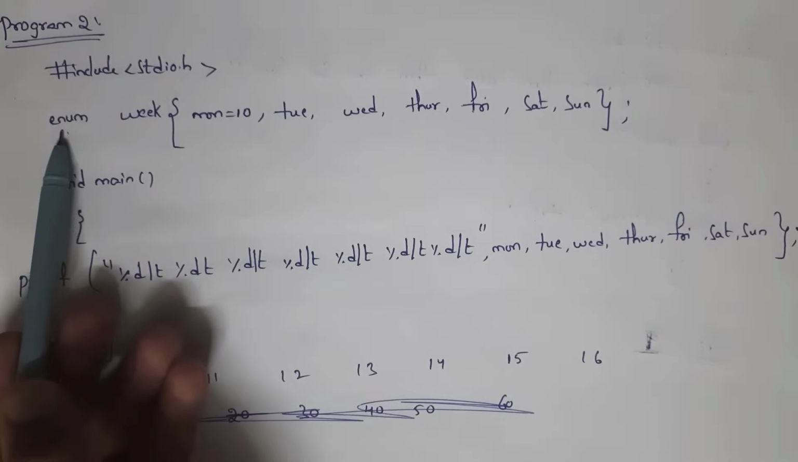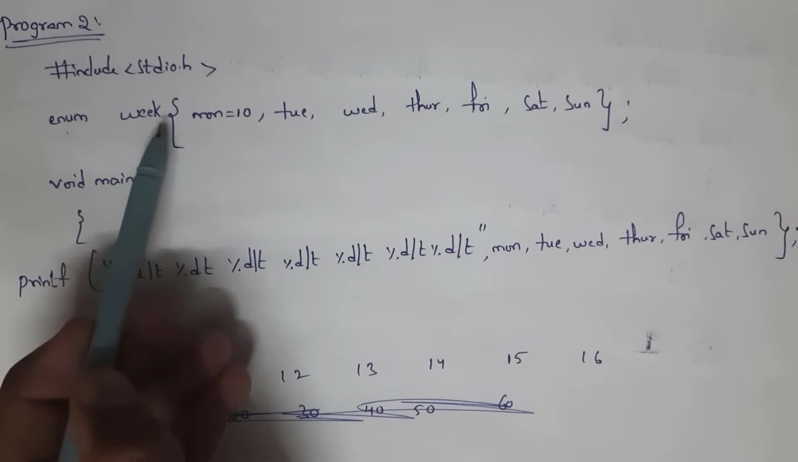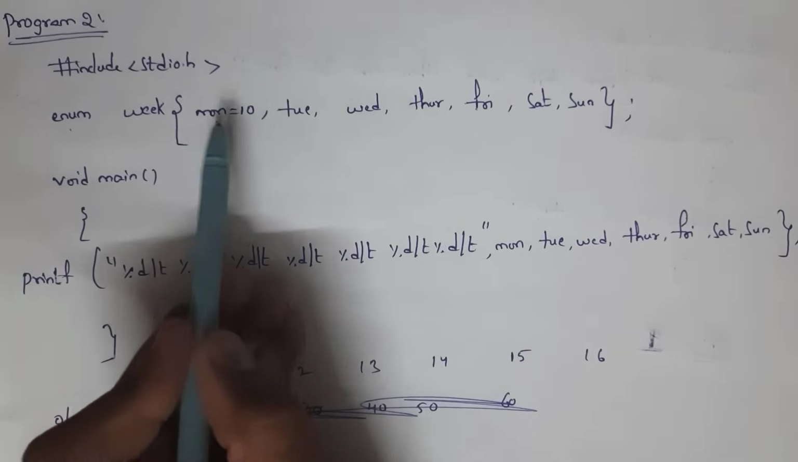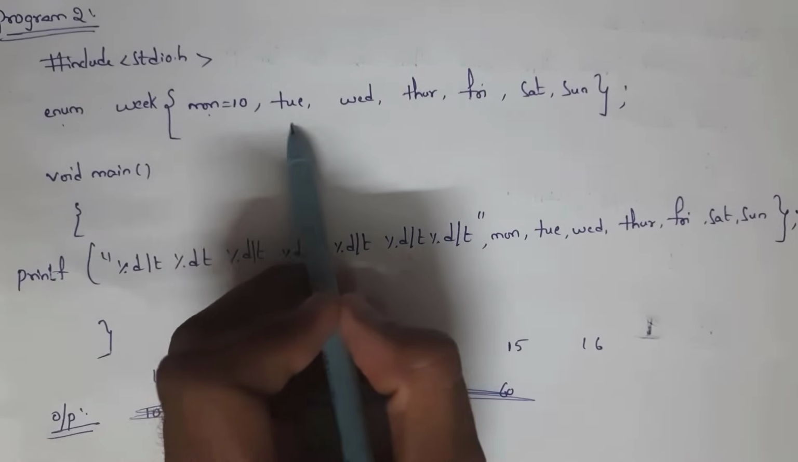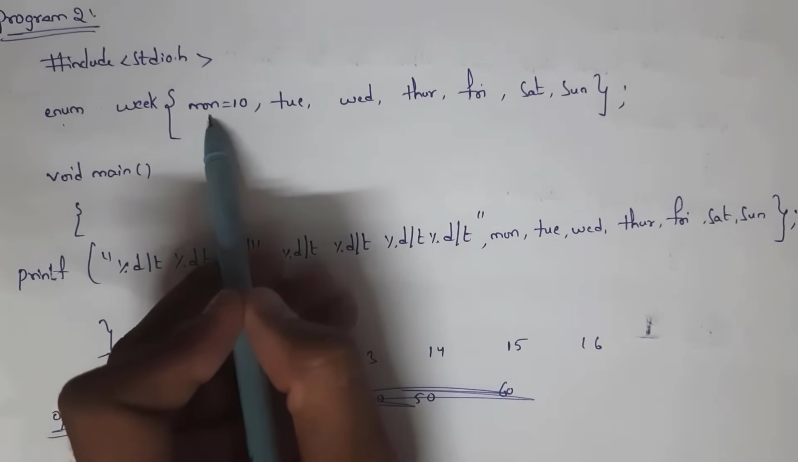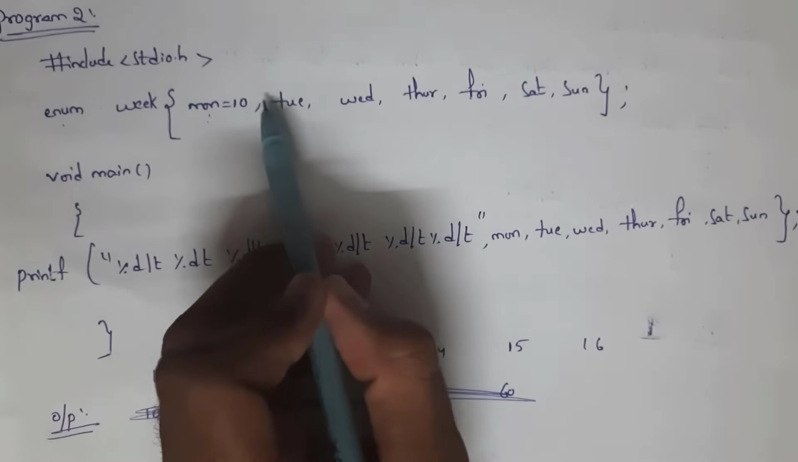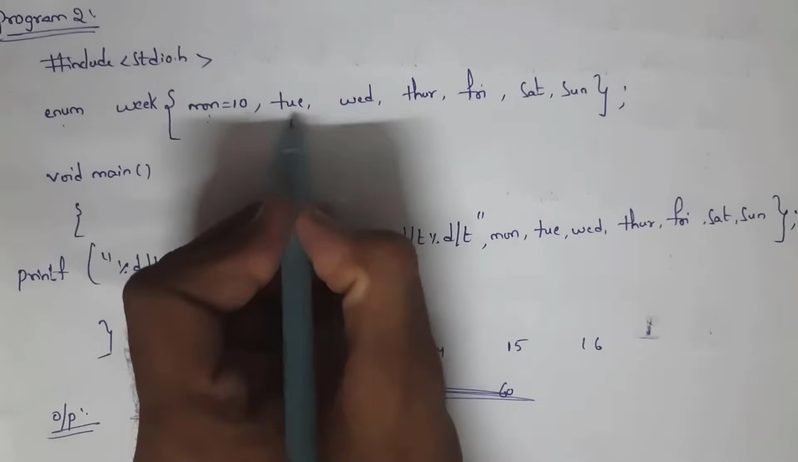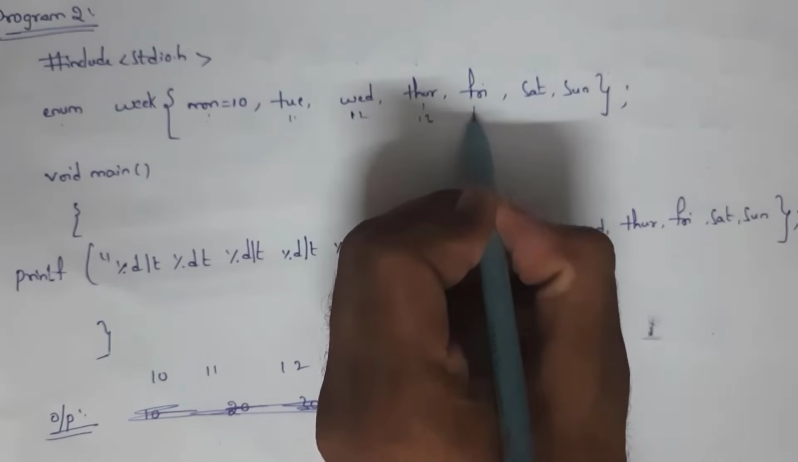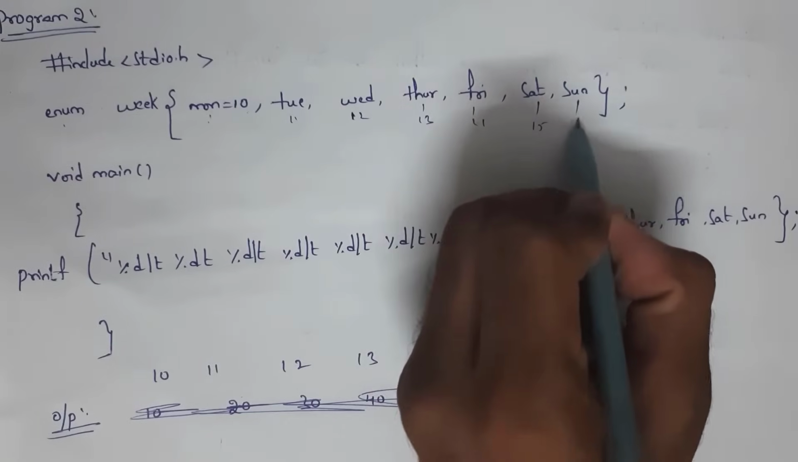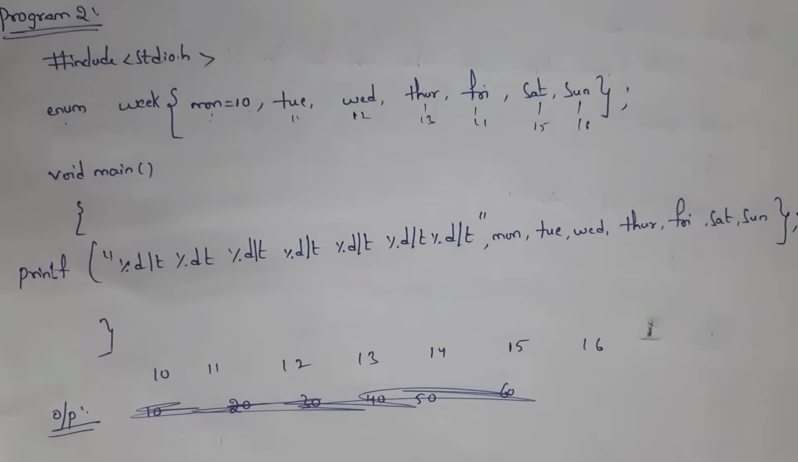Here I wrote the enumeration keyword and I took the enumeration name as week, and here I gave the value of Monday as 10. Whenever I assign a value to this first name, it will keep on incrementing the value. The value of Tuesday is 11, Wednesday 12, Thursday 13, Friday 14, Saturday 15 and Sunday 16. So I will get output as 10, 11, 12, 13, 14, 15, 16.